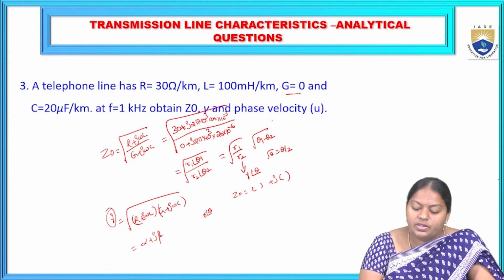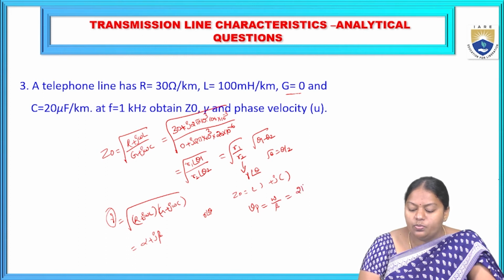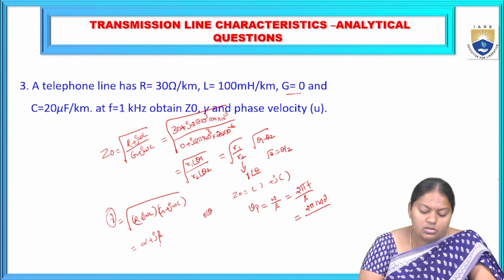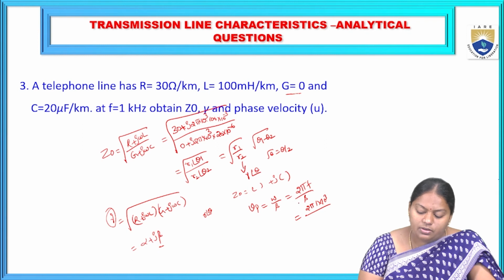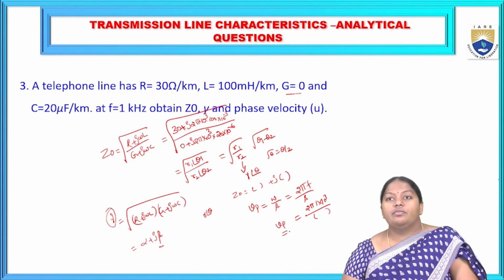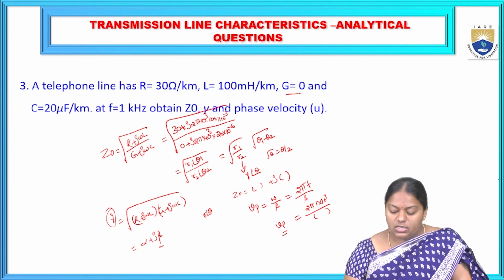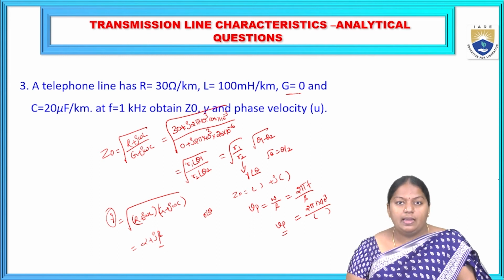And after that, phase velocity. To find phase velocity or wave velocity, Vp equal to omega by beta, where omega means 2 pi f, so 2 pi f, with f given as 1 kilohertz, that is 10 cube, by beta. From the propagation constant we get the phase constant beta, and this beta value needs to be substituted over here to get the wave velocity or phase velocity. It is represented with Vp.